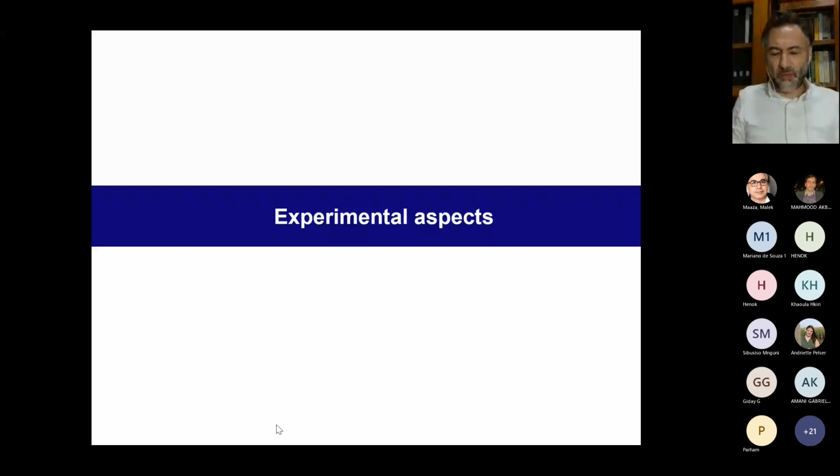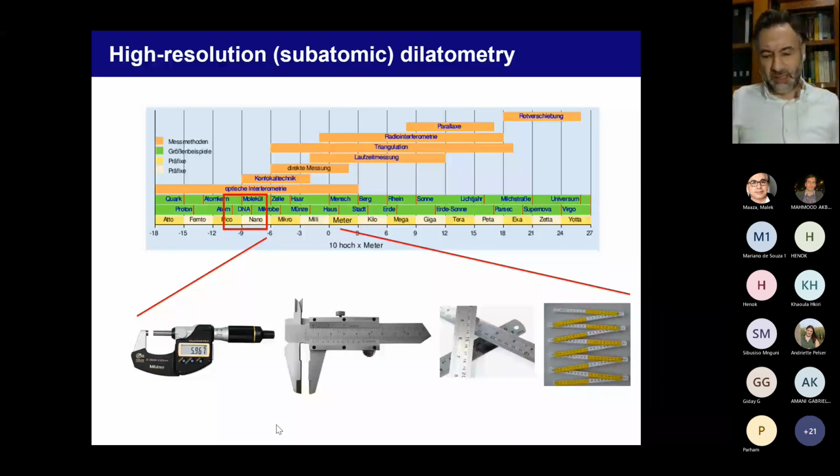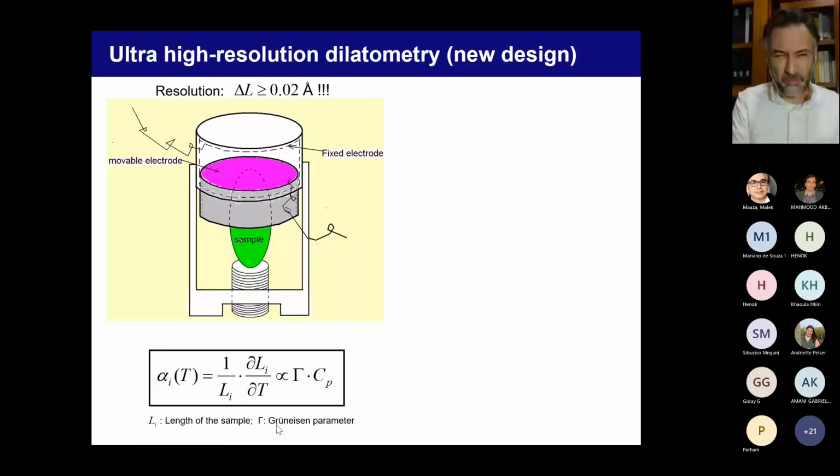Essentially, we know it's quite easy to measure the length of a table, in the microscale. Essentially, it's quite easy to perform experiments or to make measurements of length. However, when you go to the nanoscale region, the situation becomes a bit different. This is exactly what we are able to do.